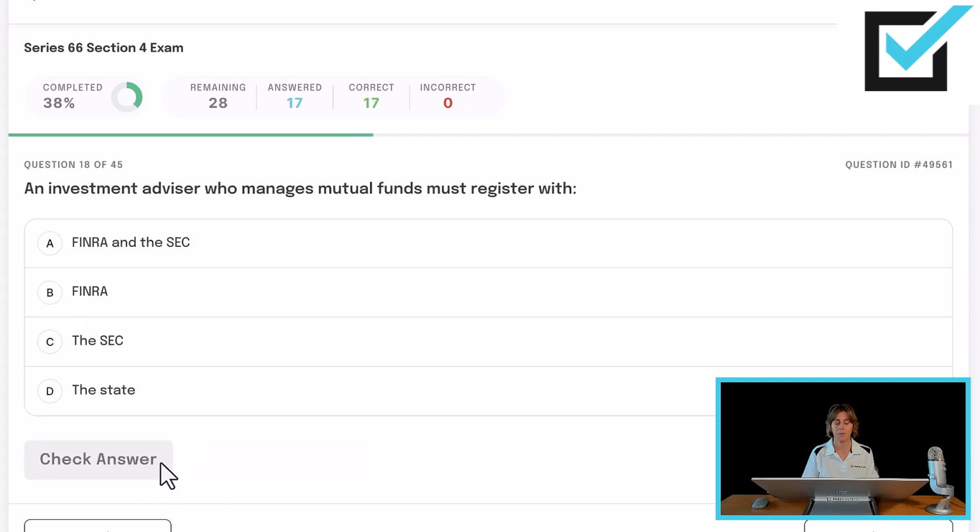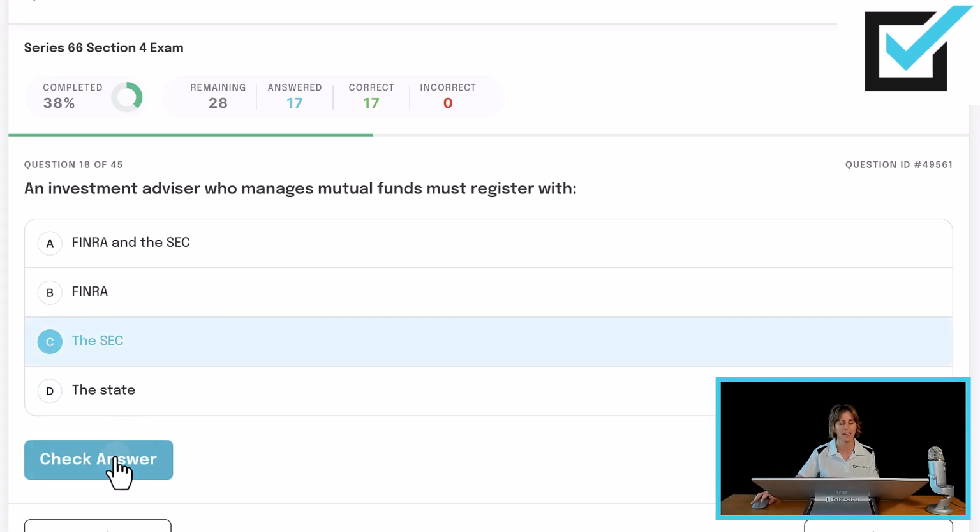An investment advisor who manages mutual funds must register with FINRA and the SEC, FINRA, the SEC, or the state. The investment advisor of a mutual fund must register with the SEC.